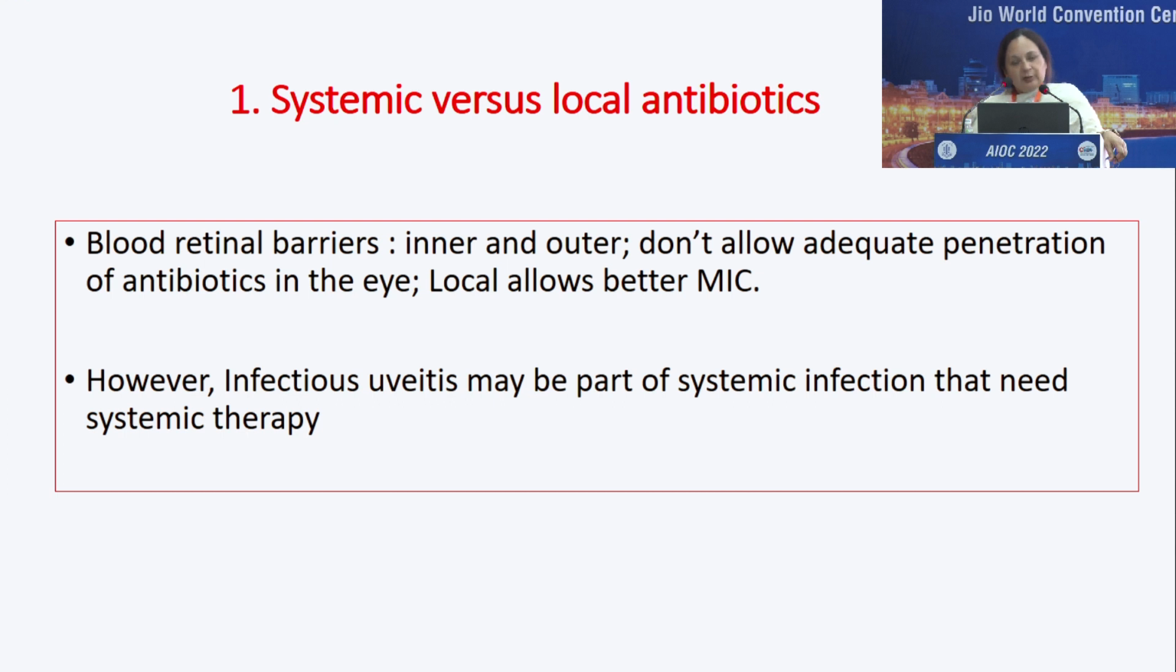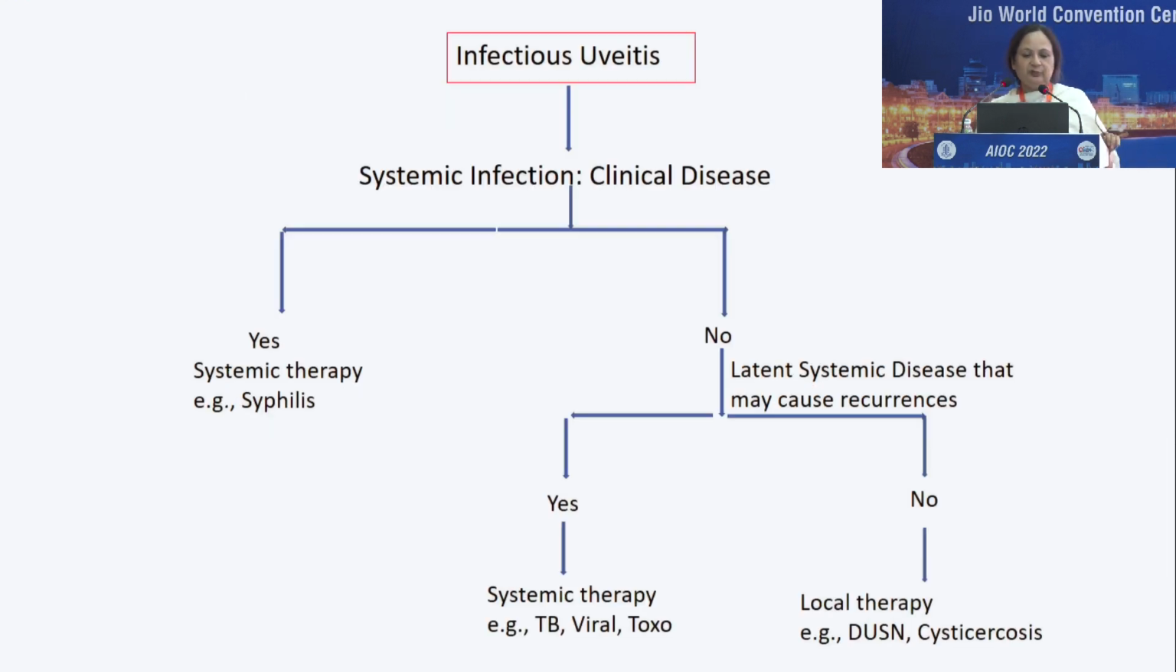The first is, how do you choose the route of antibiotics? We do understand the eye has blood retinal barriers, both inner and outer, which will not allow adequate penetration of antibiotics in the eye. Therefore, if you give locally, they will definitely behave much better. However, there are certain infections which may be a part of the general infection in the body, and syphilis tops the list of those. In those cases, you do not want to give local antibiotics because you want to treat the rest of the body.